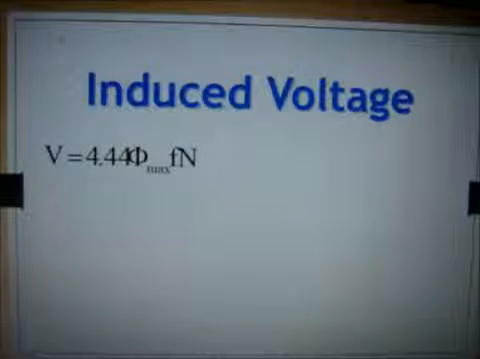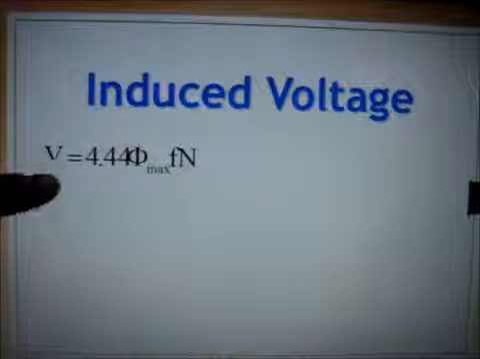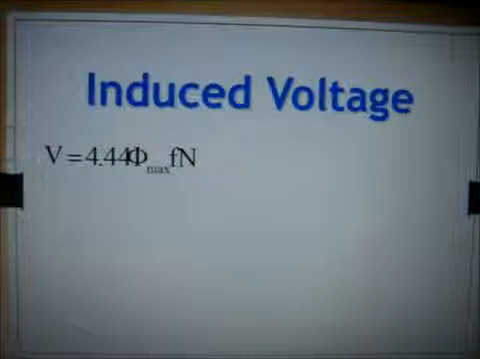Now for the induced voltage, you can see several derivations in the books. I'm just going with the formula. The induced voltage is given by the very well known formula, V equals 4.44 phi max f N. Phi max is the flux, f is the frequency of the AC source supplied, and N is the number of turns. This formula can be applied to both the primary side as well as the secondary side.